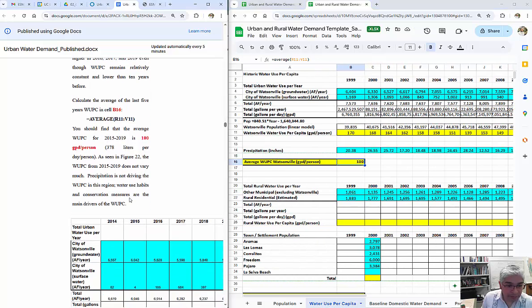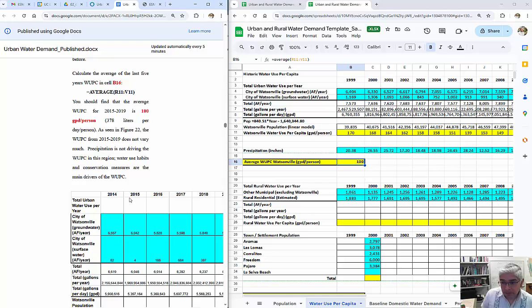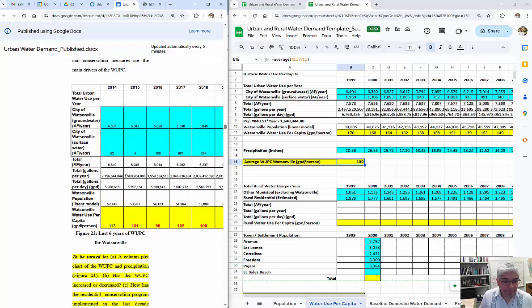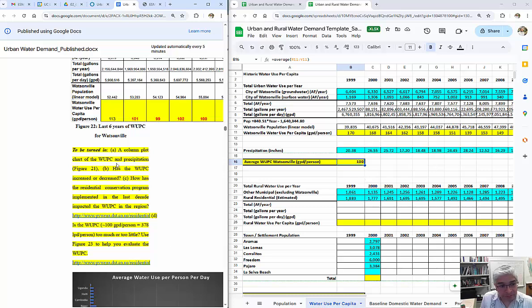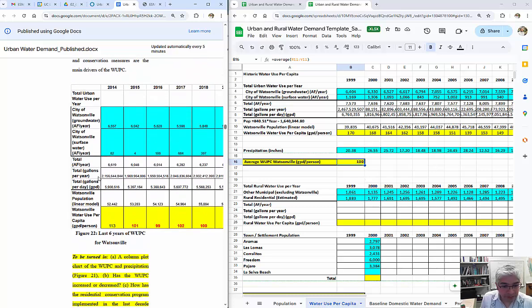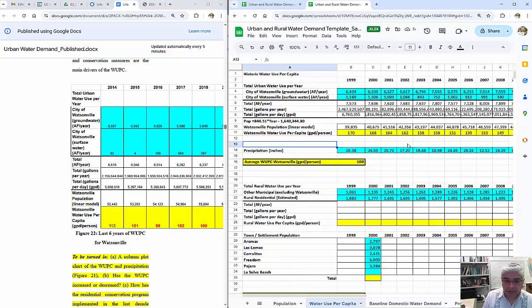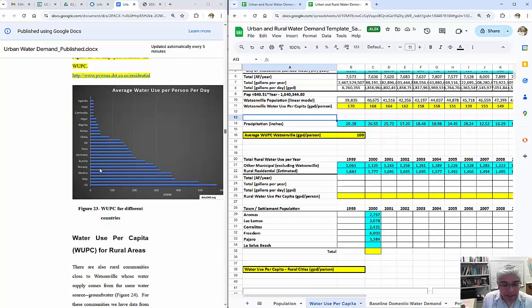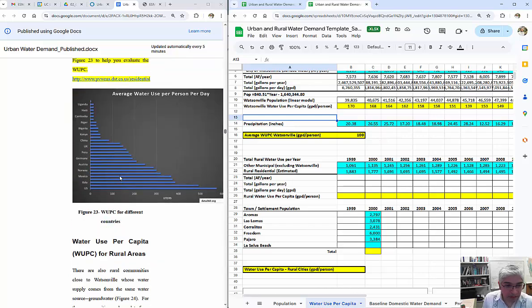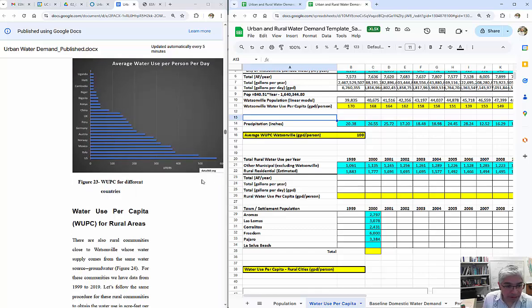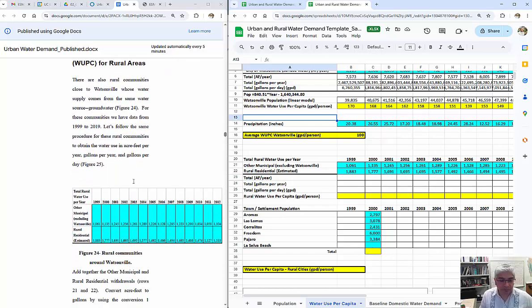So we have about 100 gallons per person per day in this 5 years. Here some specific questions will come for you about some of these years and what's going on with those. And how these values compare to this, which is the rest of the world, how the United States compares in average use per capita to the rest of the world.